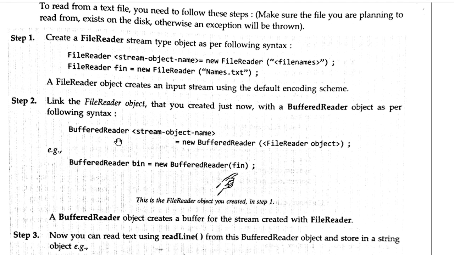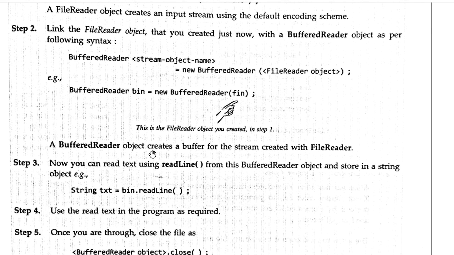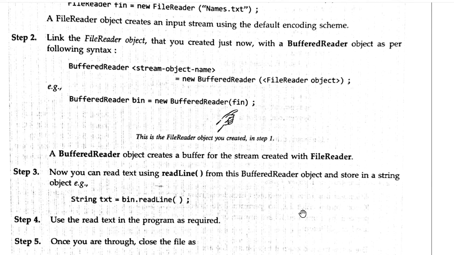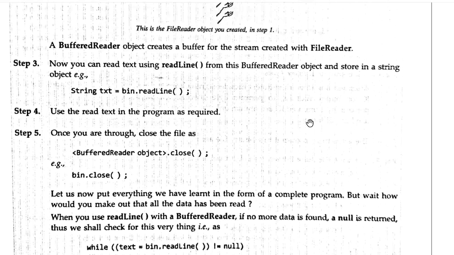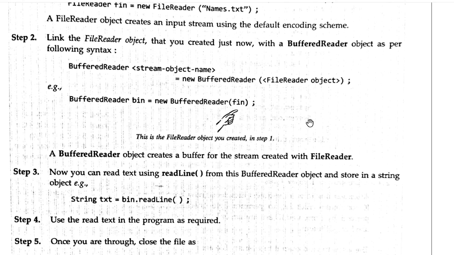And then BufferedReader. BufferedReader syntax, you know: BufferedReader object name equals new BufferedReader. Here we have to pass the FileReader object, like fin we have passed here. This BufferedReader object creates a buffer for the stream created for FileReader. Now we can use the readLine function or read function of the BufferedReader class to read input from this input file. Here also we have to close these two objects, the BufferedReader object and the FileReader object.